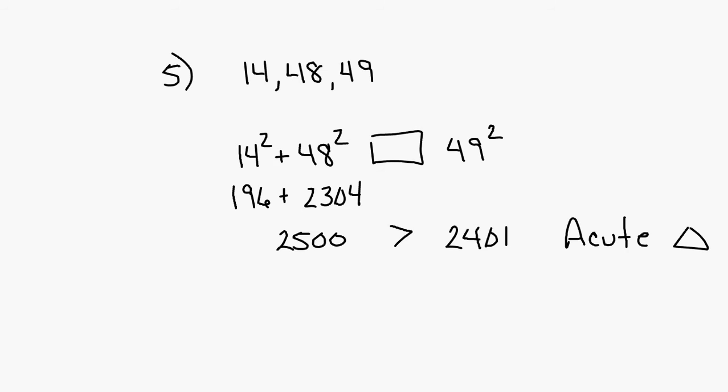Number 6 is the same type of problem, so I'm not going to do that one. You're going to take a squared plus b squared and compare it to c squared. If they are equal, it's a right triangle. If a squared plus b squared is greater than c squared, it's an acute triangle. And if a squared plus b squared is less than c squared, it's an obtuse triangle.